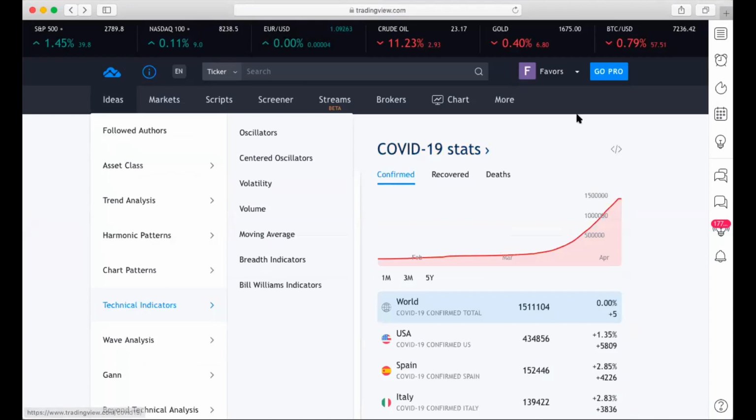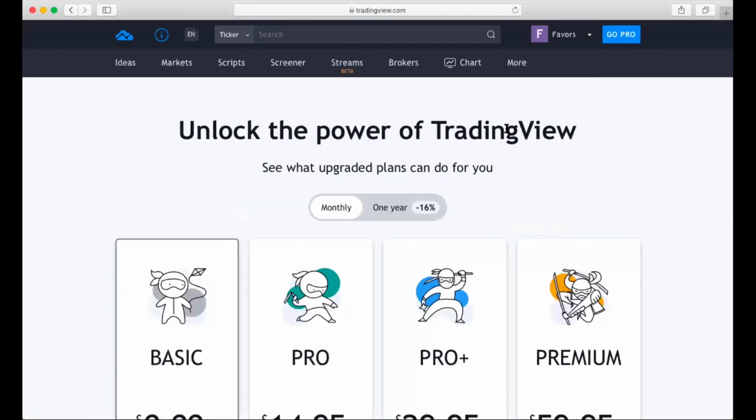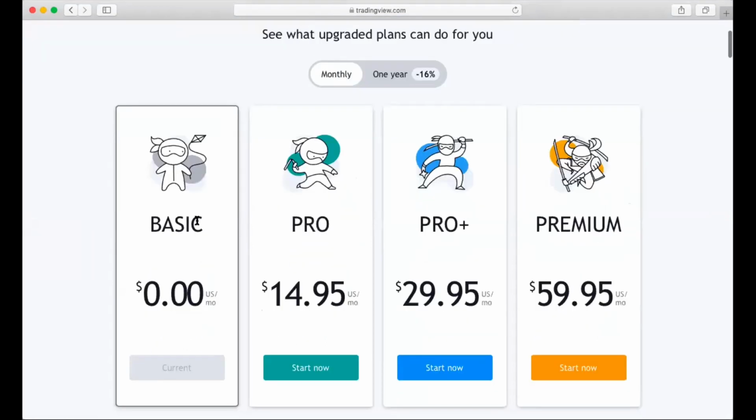But you can go and upgrade. Right here it says for me to go pro. But I don't need to, because how we use it, we can just use the basic plan. But if you really want to get savvy, obviously you get your pro plan for $14.95, $29, and $59, and so on and so forth.